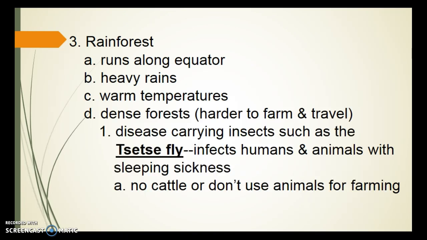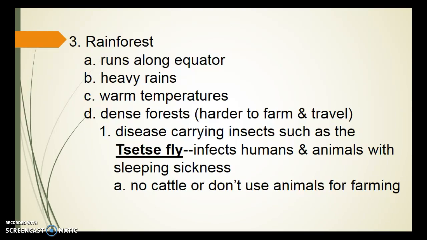The rainforest runs along the equator because you get heavy rains and warm to hot temperatures, dense, thick forests, which makes it much more difficult to farm and also to travel. So the people here are isolated a bit more.